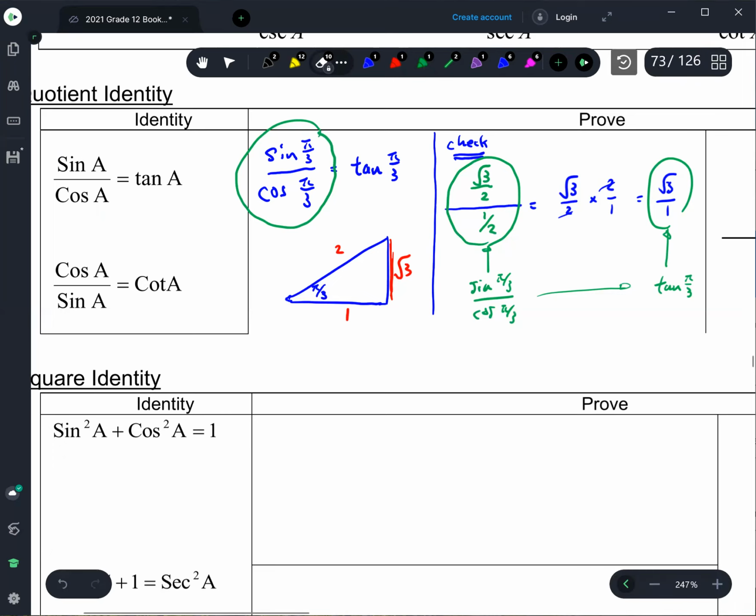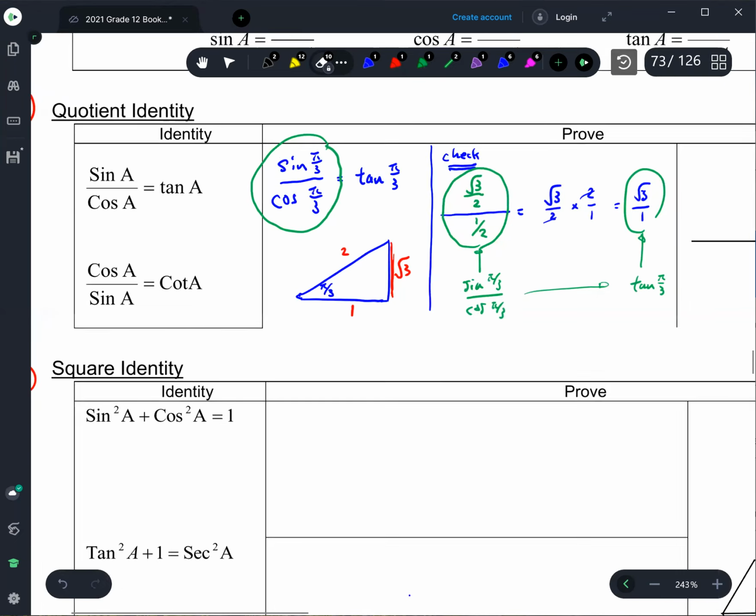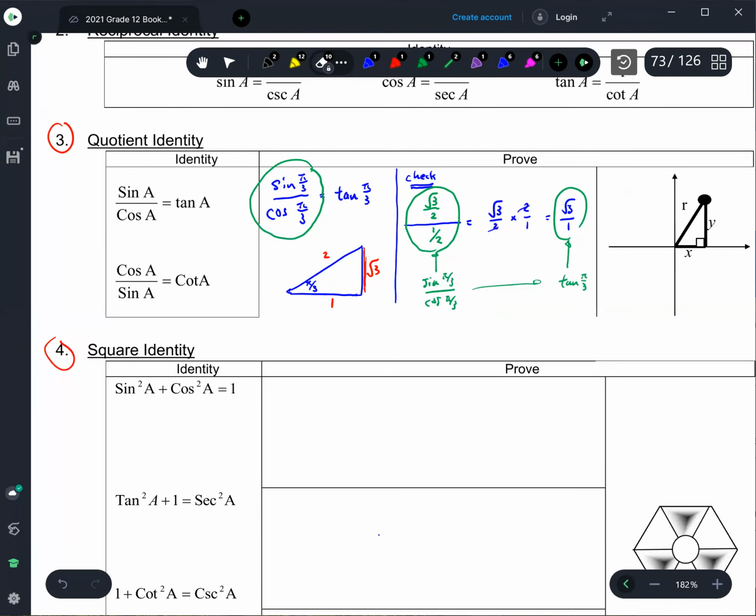Any questions? Can you raise your hand if you copy the notes down here? And then we're going to look at the square identity. You can raise your hand after you copy the notes down.